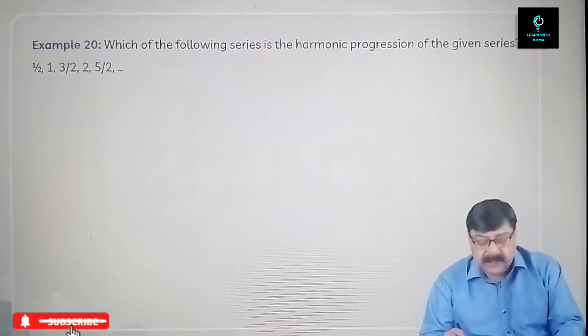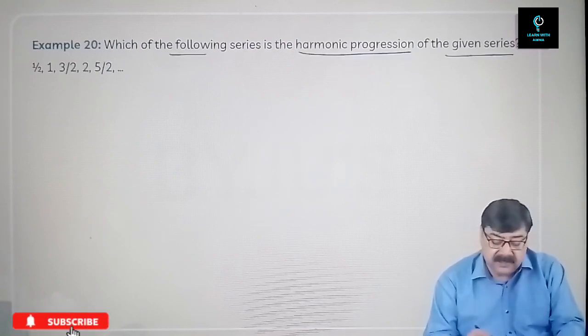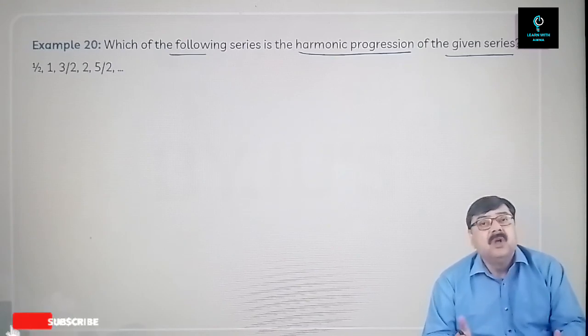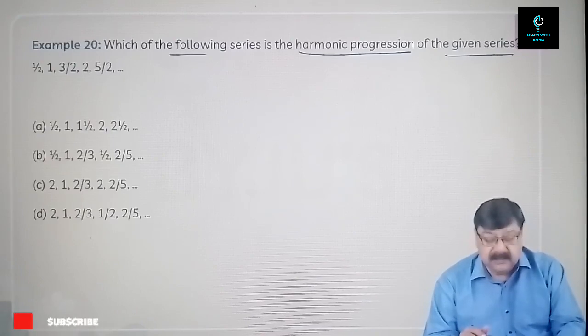Now let's have a look at this question. Which of the following series is the harmonic progression of the given series? So 1 by 2, 1, 3 by 2, 2, 5 by 2. We just have to take the reciprocals of each of the terms here. So choices are given to us.